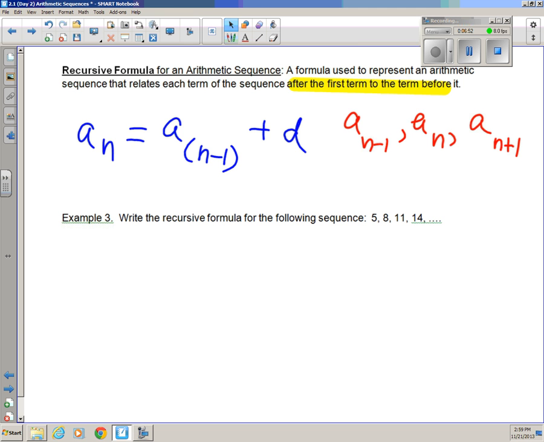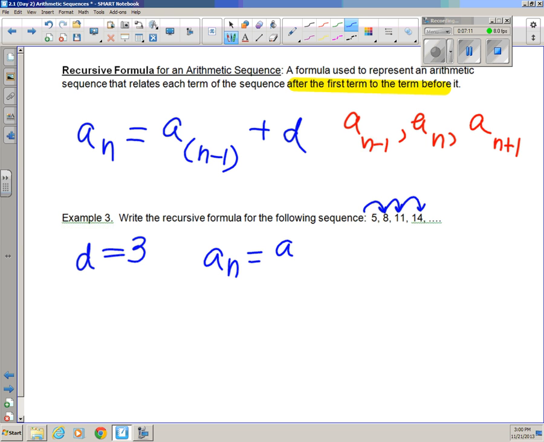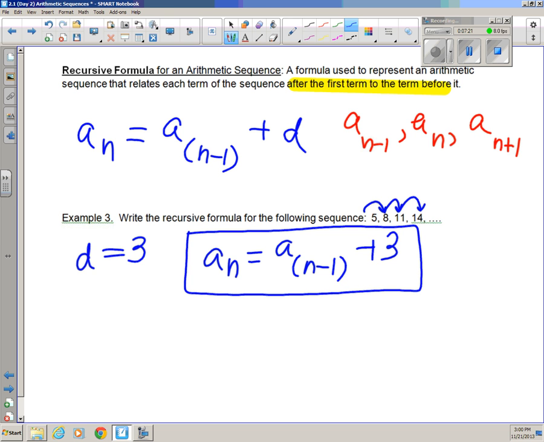So take a look. Write the recursive formula of the following sequence: 5, 8, 11, 14. Well, hopefully you realize that the jump up each time is 3. So the common difference is 3. If I use this recursive formula, then to find any term, a sub n, I need to know the term before that one, and then I'm going to add 3 to it. And that's all you need to do. This, believe it or not, is your recursive formula for that particular sequence.